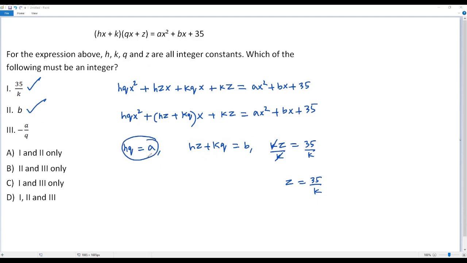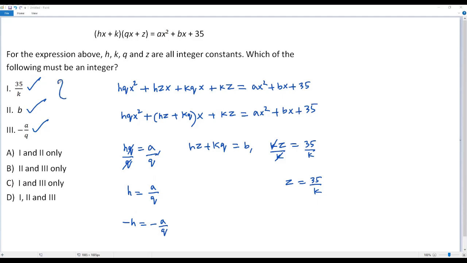Now let's consider this equation hq = a. Let's divide both sides by q. Then q will cancel out, and we get h = a/q. Now let's multiply both sides of this equation by -1. -1 times h is -h, and -1 times a/q is -a/q. Already we know that h is an integer, so -h also must be an integer. Then -a/q must also be an integer. So the third statement, -a/q, is also an integer.